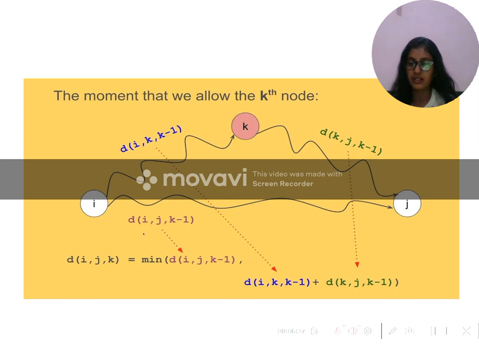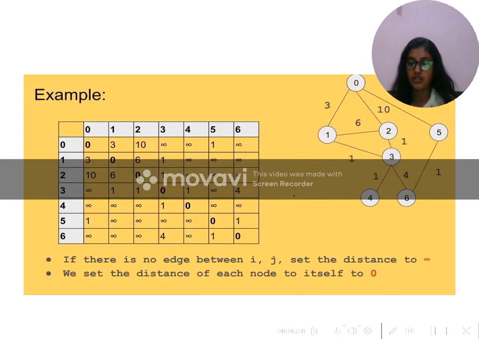If you notice, the d of i, j and k now depends on d of i, j, k minus 1 and d of i, k, k minus 1 and d of k, j, k minus 1. So each time, k depends on the value of k minus 1. All right, so now let us see an example.